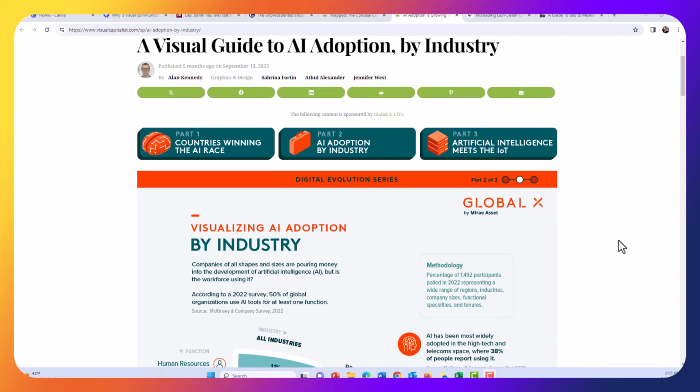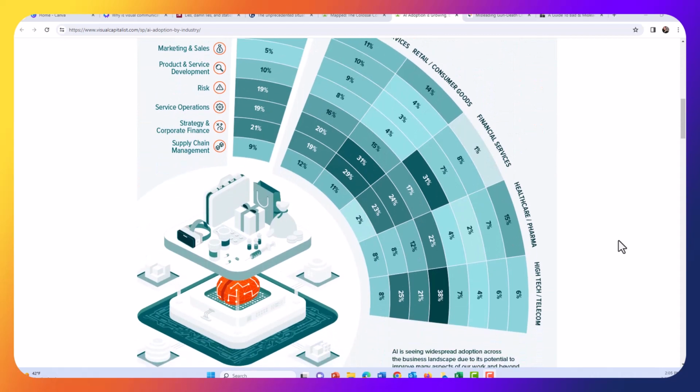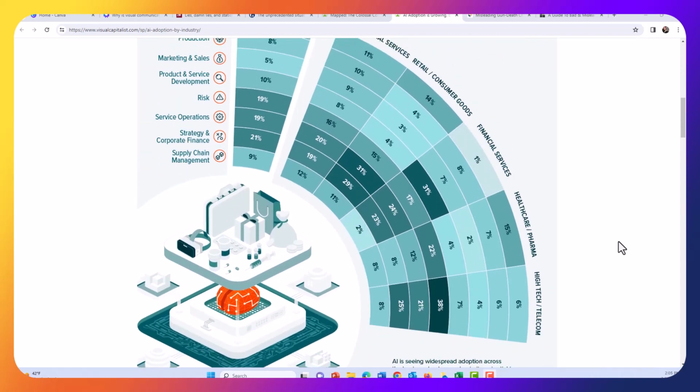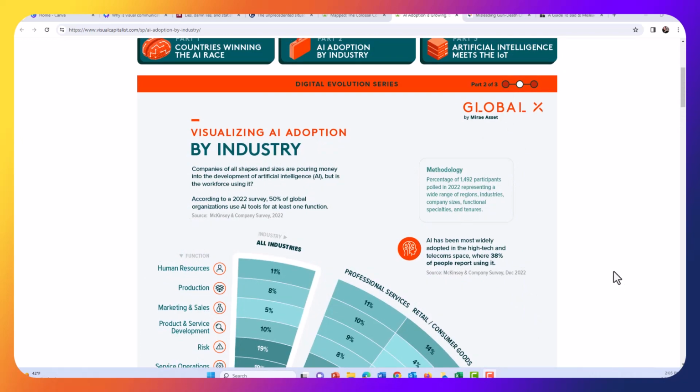For example, take a look at this Guide to AI Adoption by Visual Capitalist. What or whom is missing here? The people impacted by AI adoption in these industries. How many jobs may be lost or gained? How does this impact health and safety of real people? Same thing here.